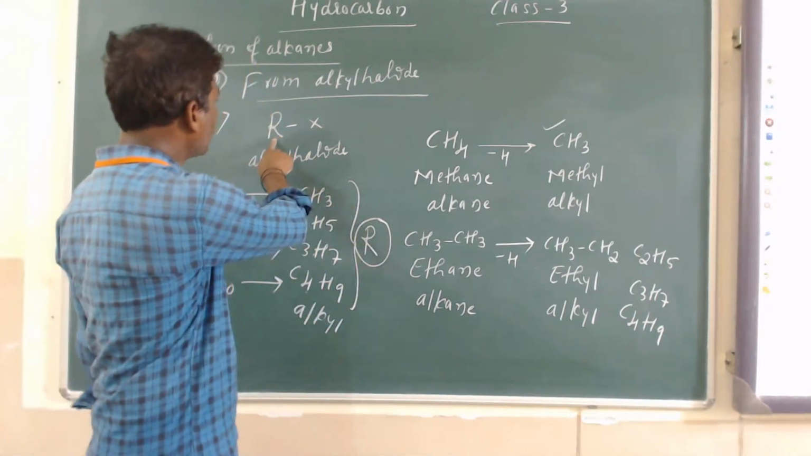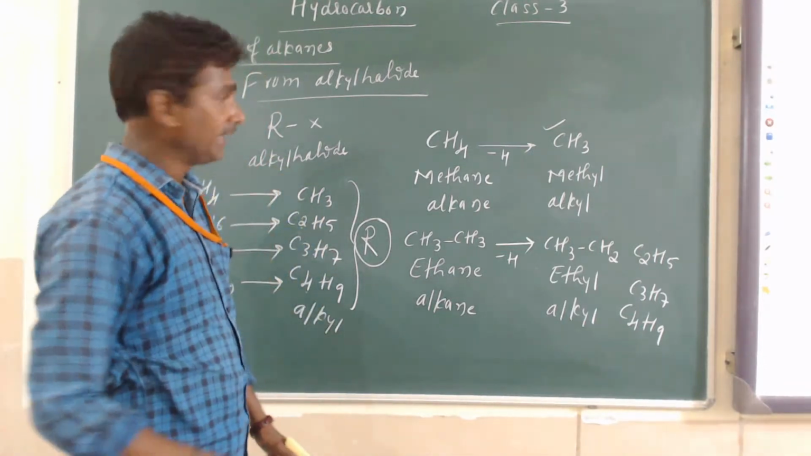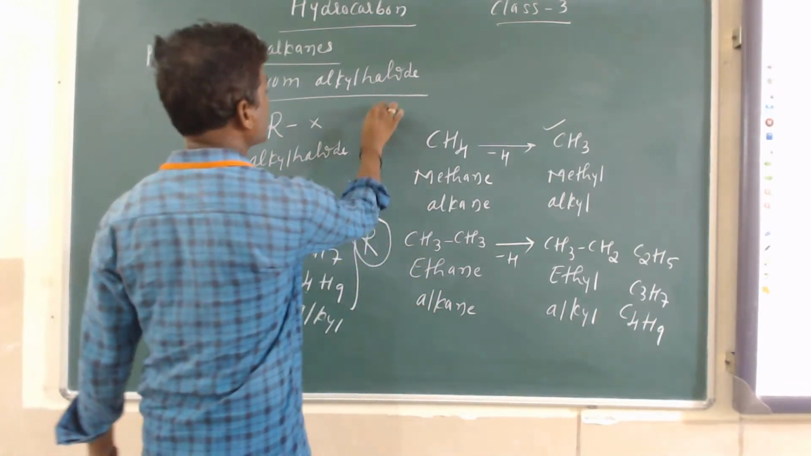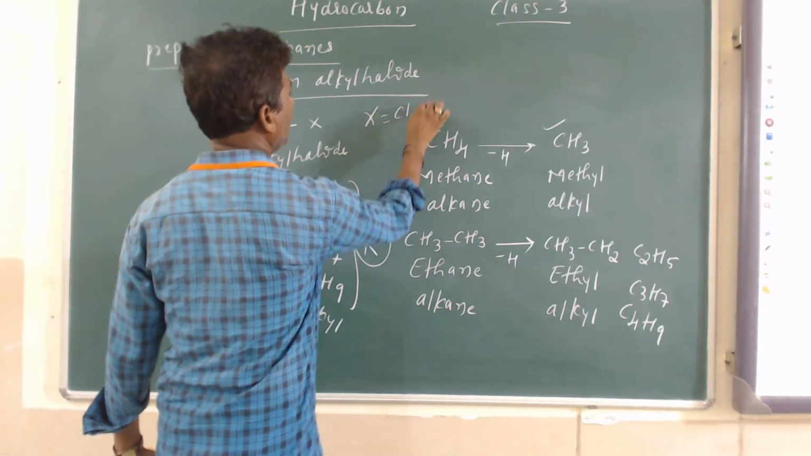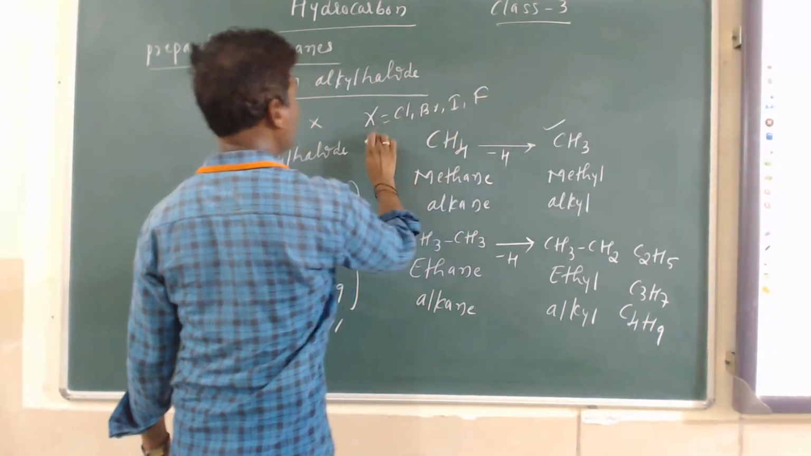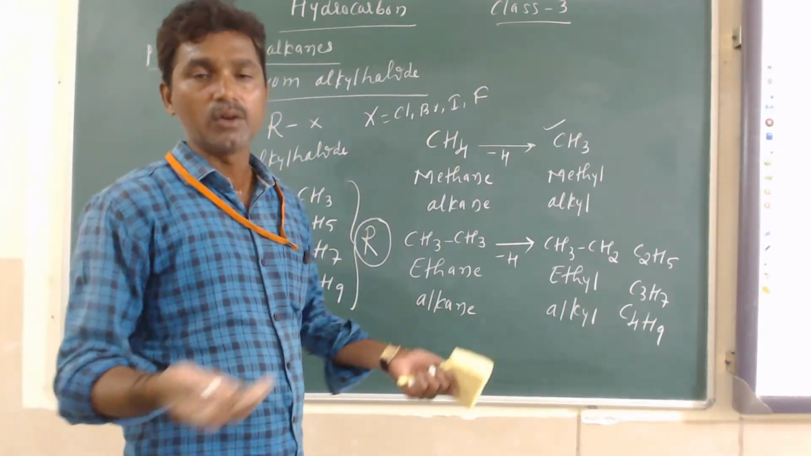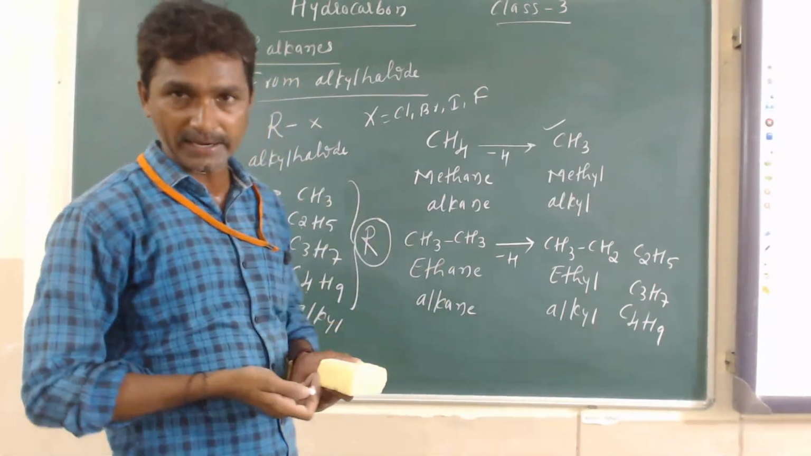Yes, my dear students, before going to the preparation of alkane, you must know what is alkyl halide. The general formula of alkyl halide is RX. R is an alkyl, X is a halide. What are X? X is nothing but Cl, Br, I, F. Halide means chloride, bromide, iodide.